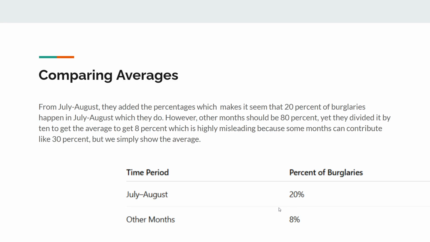However, this provides an idea that 20% of burglaries happen in July and August, and that this is an average. So here they simply use an average, and here they use the actual objective addition of 100% of burglaries. So as we mentioned here, some months can contribute like 30%, but we simply show the average, and that's completely misleading, because we should be more worried about burglaries in January if there's 50%, but this makes it seem like it's only 8% per month, which is extremely misleading.